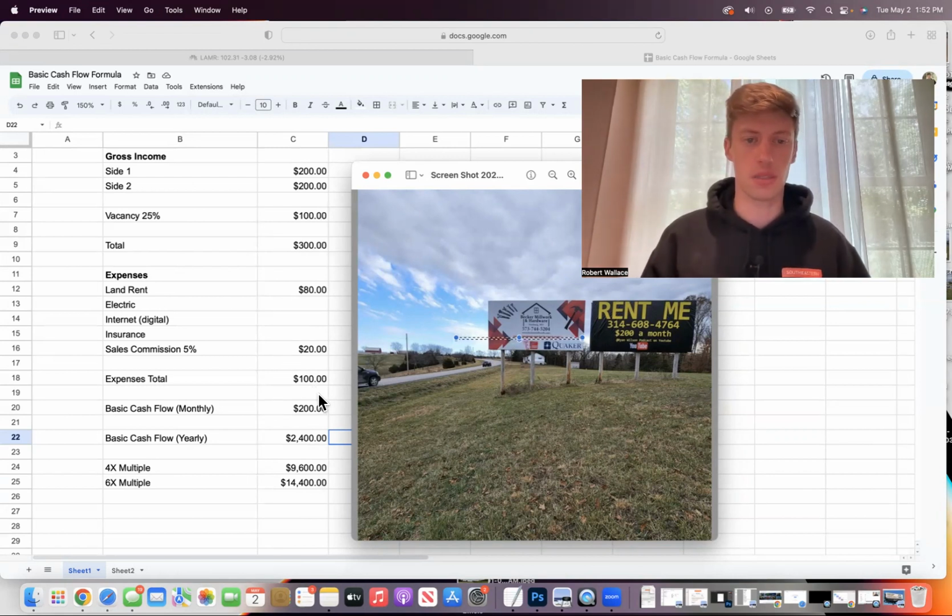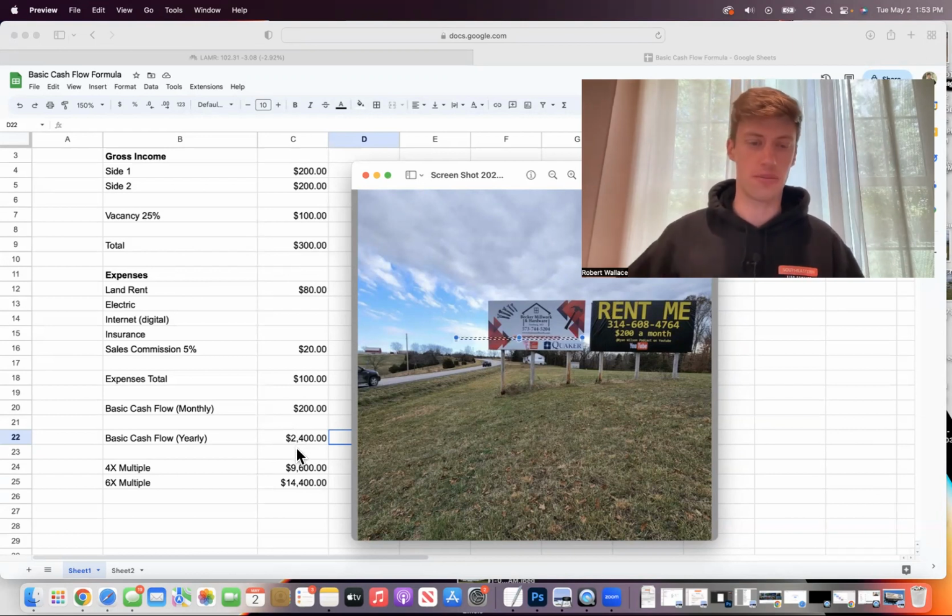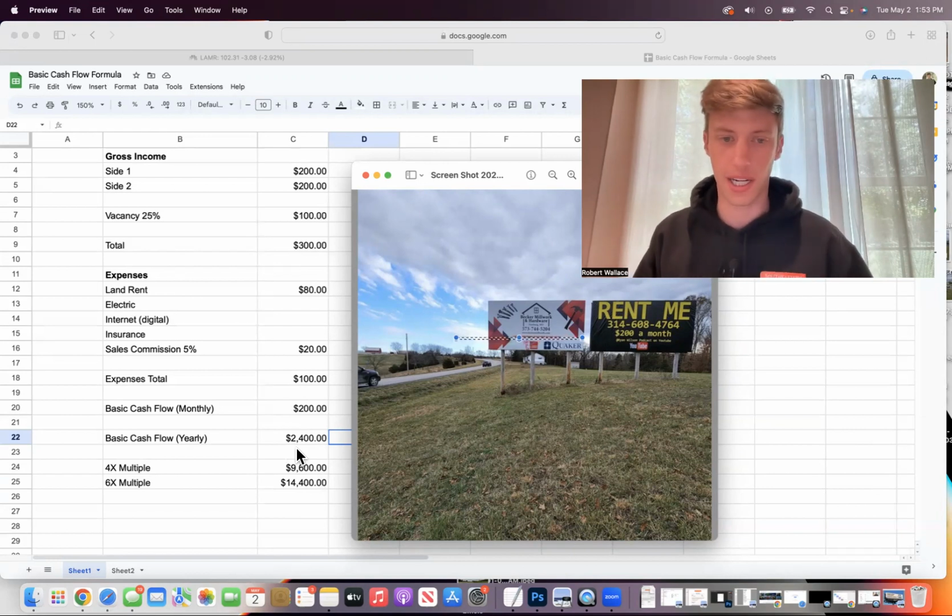So his total expenses each month are going to be $100. And bringing in anywhere from $300 to $400 a month, he's going to have $100 in expenses. So his basic cash flow on the monthly, let's include the vacancy, is $200 a month. Okay, so still not bad, because how much did this one billboard cost to build? $2,000 maybe. Didn't cost very much. So the yearly basic cash flow is $2,400. So that's still a 12-month or better ROI.